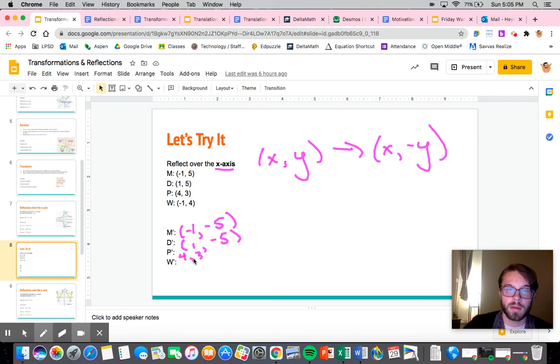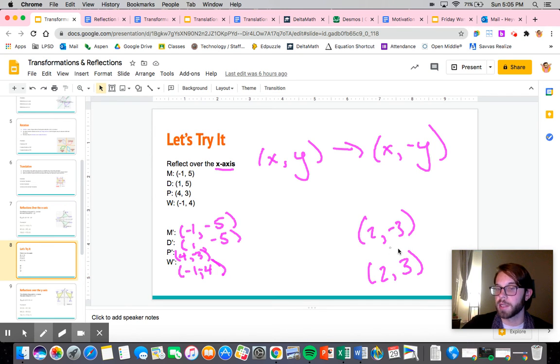4, -3. I'm changing the sign. All I'm doing is going in and changing the sign of my y coordinate. And again, if it was negative, it would become positive. So let's say, for example, I had 2, -3. If I were to reflect that, my point would be 2, 3, right? See, I'm just changing the sign. Okay, so that should be straightforward enough. Ultimately, once again, as a reminder, all you do is change the sign of y.